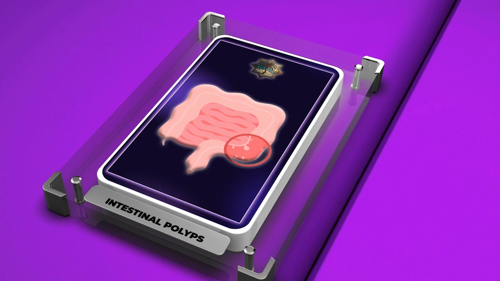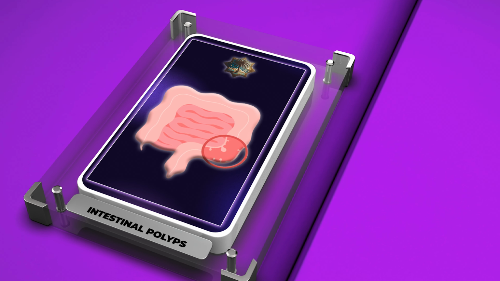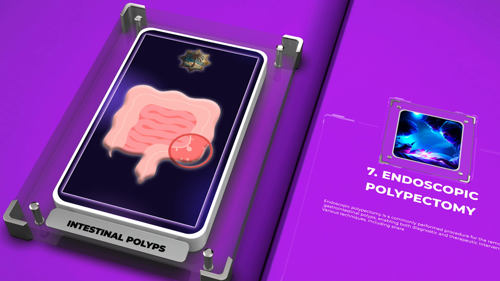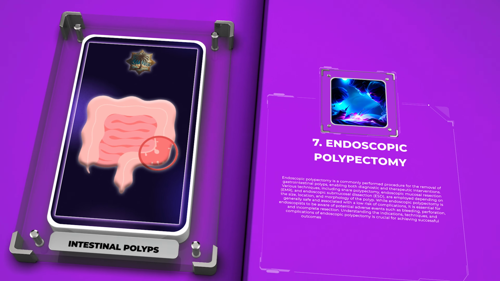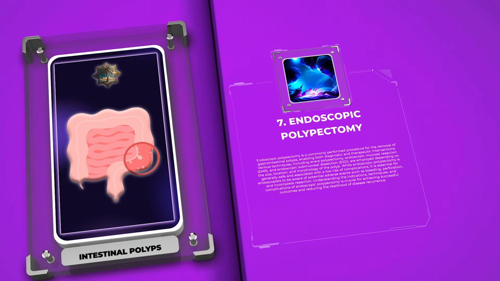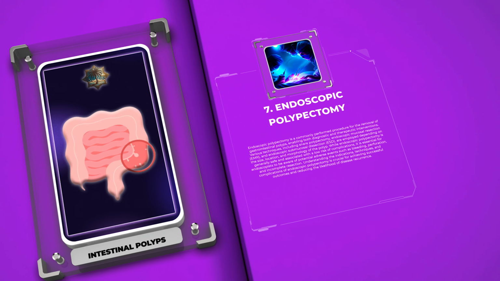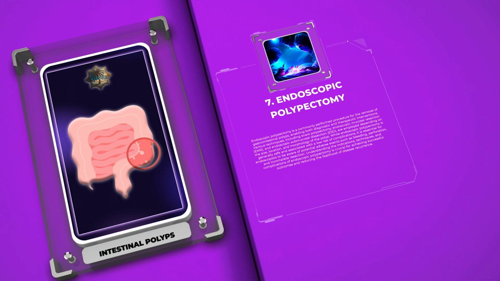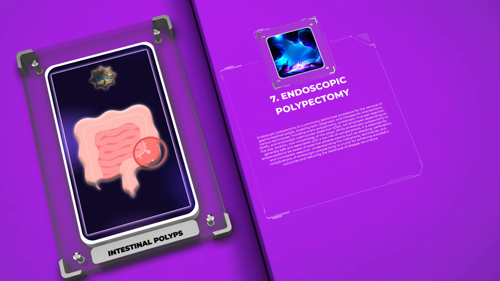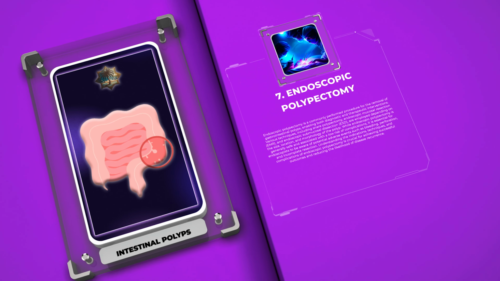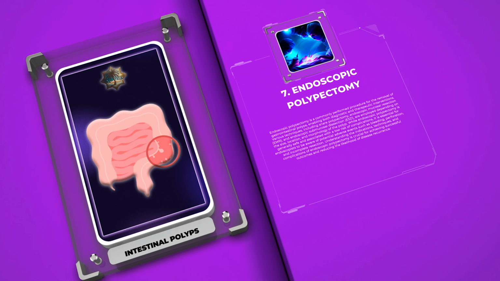Endoscopic polypectomy is a commonly performed procedure for the removal of gastrointestinal polyps, enabling both diagnostic and therapeutic interventions. Various techniques, including snare polypectomy, endoscopic mucosal resection, EMR, and endoscopic submucosal dissection, ESD, are employed depending on the size, location, and morphology of the polyp.